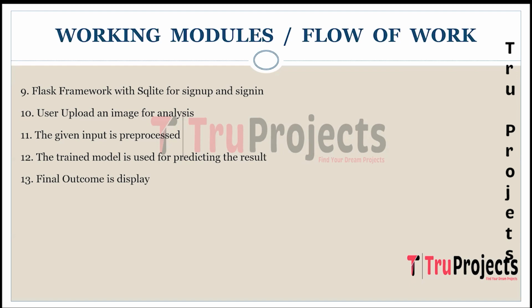Coming to the last module, the final outcome is displayed through the frontend. The prediction result, such as the classification of the brain tumor, is displayed to the user. This outcome is usually presented on the web interface along with the relevant information or instructions.